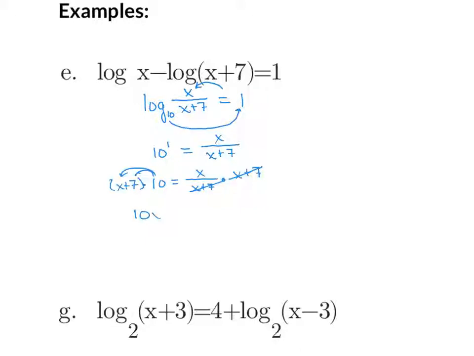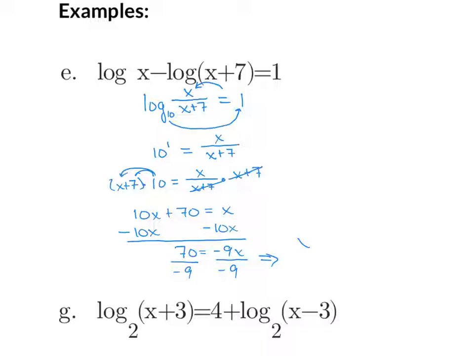Sorry, 10x plus 70 equals x. This is a linear equation. Since all of my constants are on the left, I'm going to move all of my variables to the right. We get 70 equals negative 9x. And if I divide by negative 9, I get x equals negative 70 over 9.